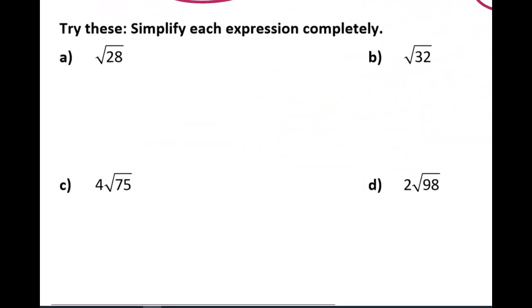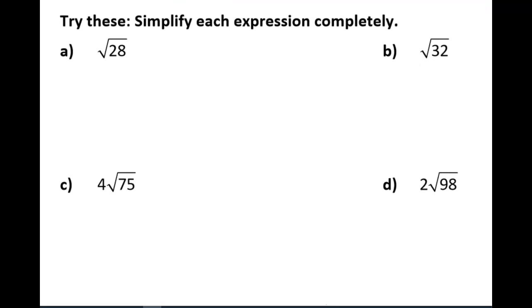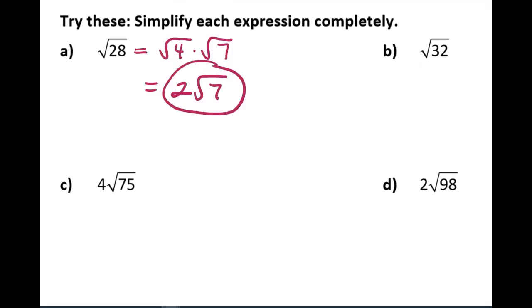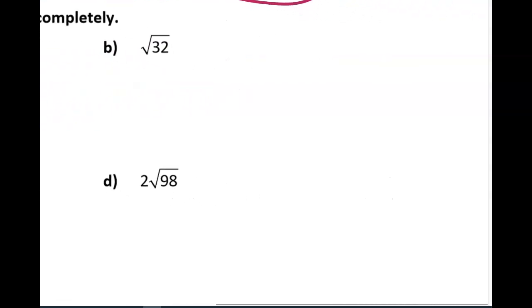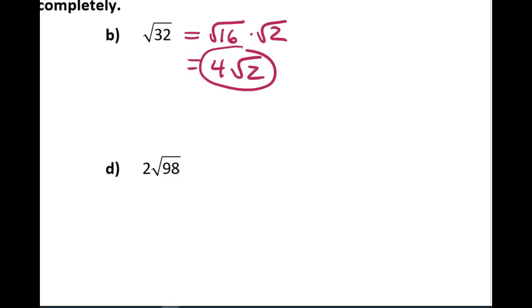All right, try a below, the square root of 28, to simplify that, and pause the video while you do this. For this one, you should have gotten 2 times the square root of 7. All right, cool. Now try b. b is to simplify the square root of 32. Pause the video. For this one, you should have gotten 4 times the square root of 2.